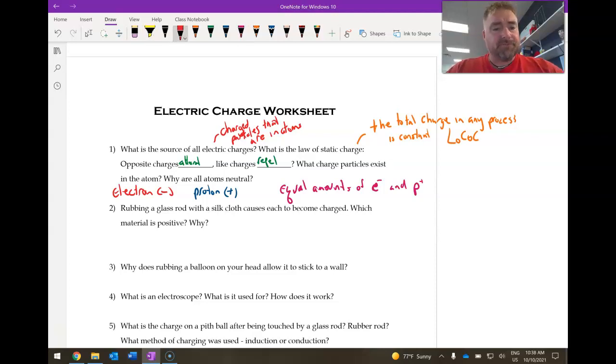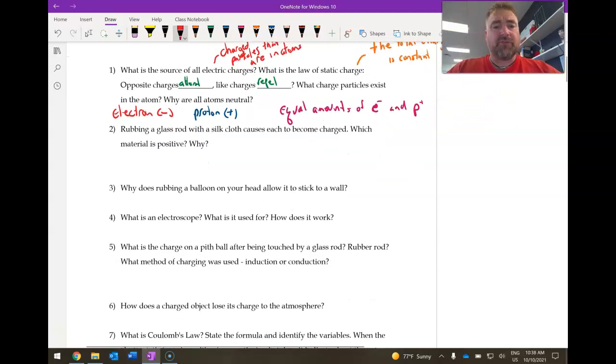Now, this next part, we talked about rubbing a glass rod with a silk cloth causes it to become charged. This is Ben Franklin. He worked with this and came up with the idea. And which material is positive? In this case, the glass rod becomes positively charged. Ben Franklin thought it was because it was gaining something, gaining ether from that silk cloth.